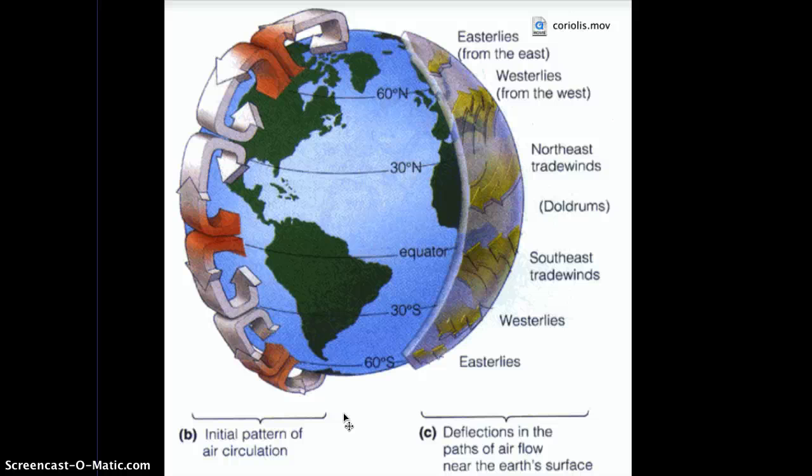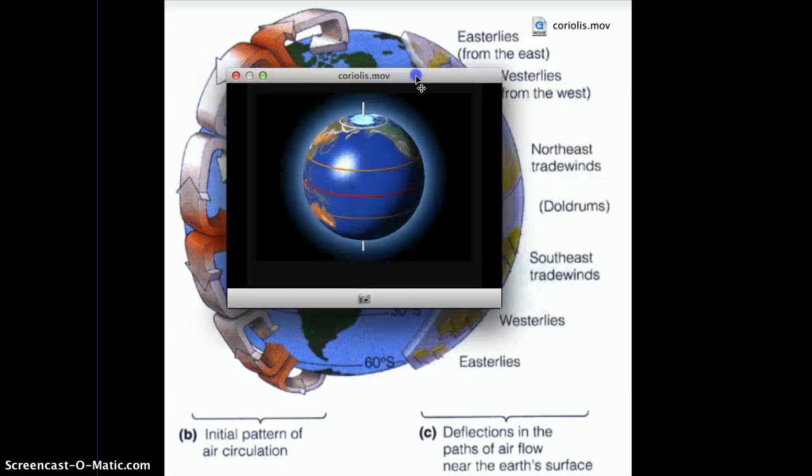They're higher up. And to make things more complicated, this model only works if our planet isn't spinning. But since our planet is spinning, there's something called the Coriolis effect that is going to change the direction of these winds. I'm going to have you watch this movie and see if this helps you understand how a spinning Earth affects the directions that winds travel.